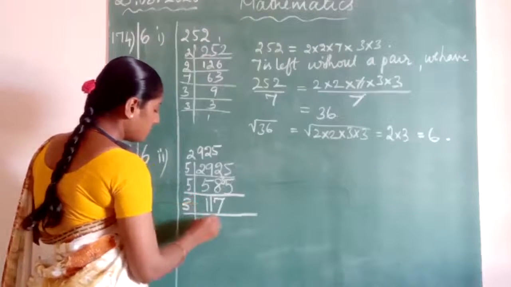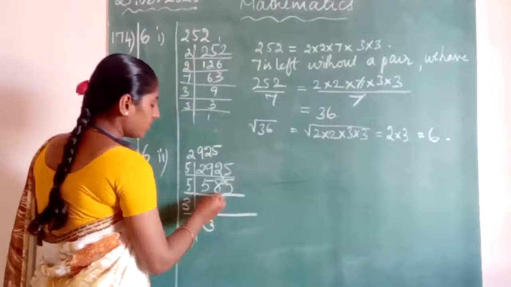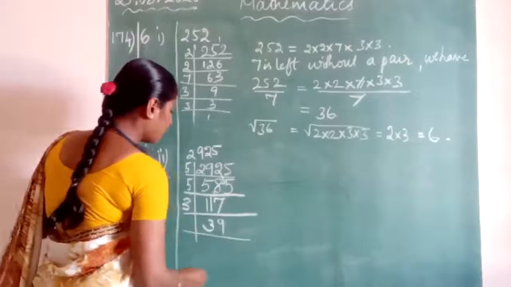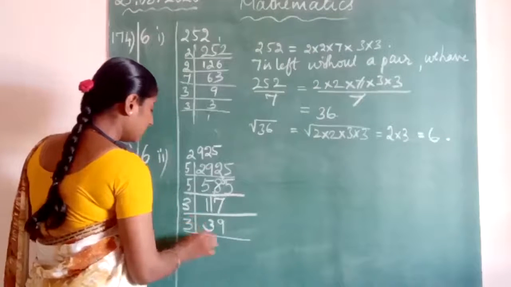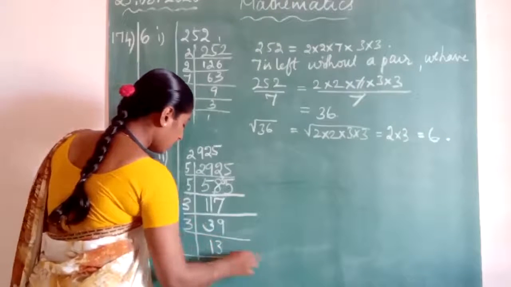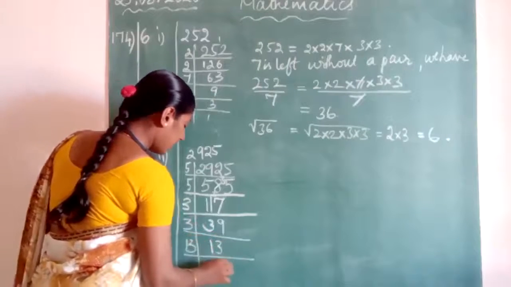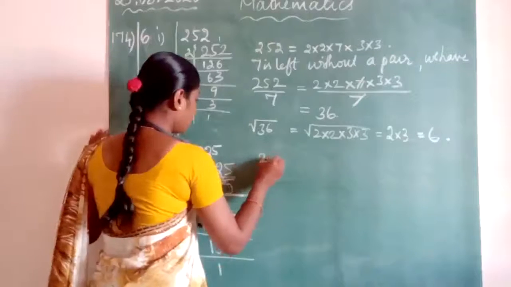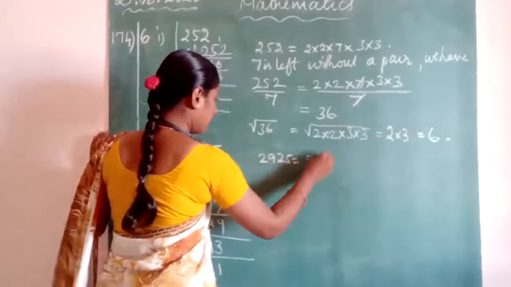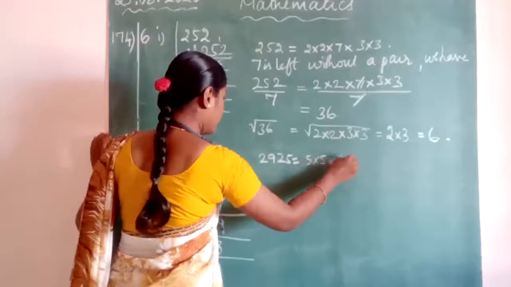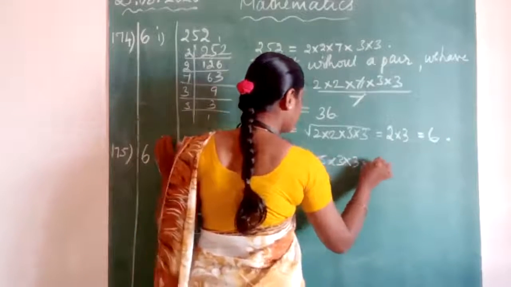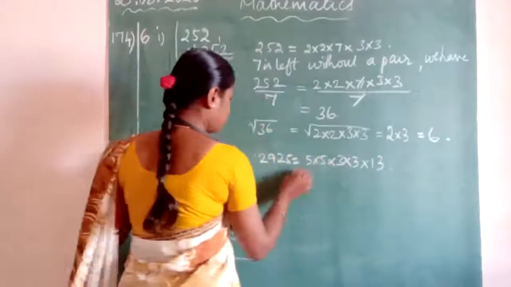Then you will have, in the 3 table, 3 3s are 9, 2 remaining, 27. 3 9s are 27. Okay, then you have 3 1s are 3, 3 3s are 9. Okay, then you have 13 and 1. Okay, 2925 can be written as 5 into 5 into 3 into 3 into 13.